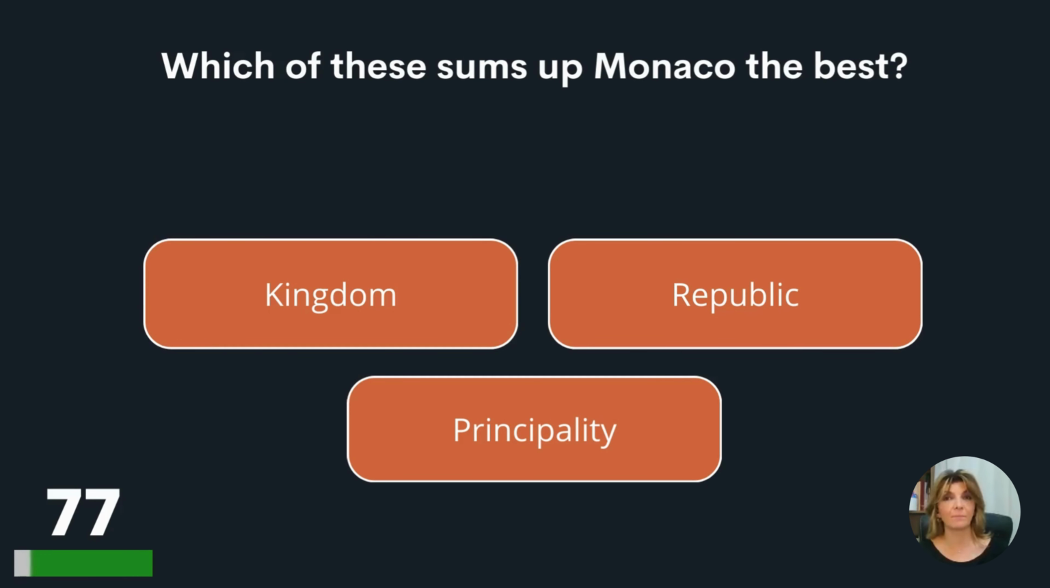Which of these sums up Monaco the best? Kingdom, republic, or municipality? Sorry, principality. Principality.